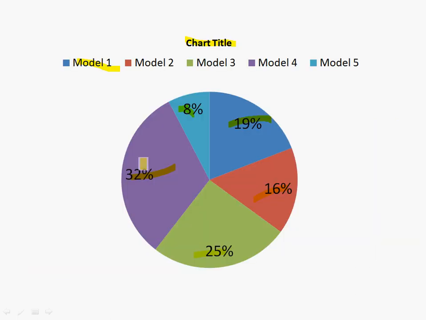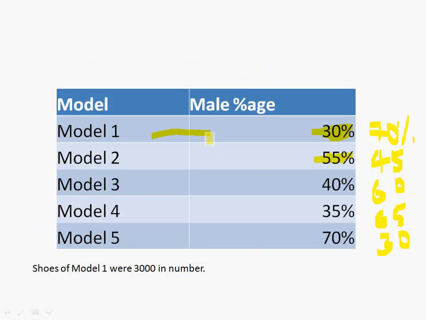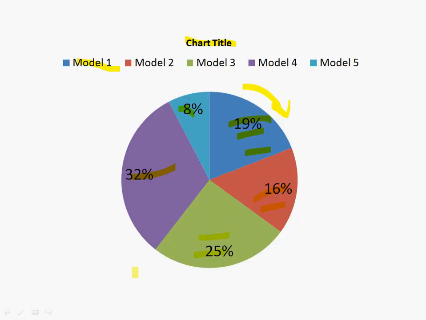So if you see, all these percentages are comparative data points, right? So we can compare 19 with 16, or with 25 and so on. Similarly we can compare this 30 with this 55 and so on, but we don't know the absolute number. So just one absolute number is given, which is shoes of model 1 were 3000 in number, right? So this 19% was 3000 in number.